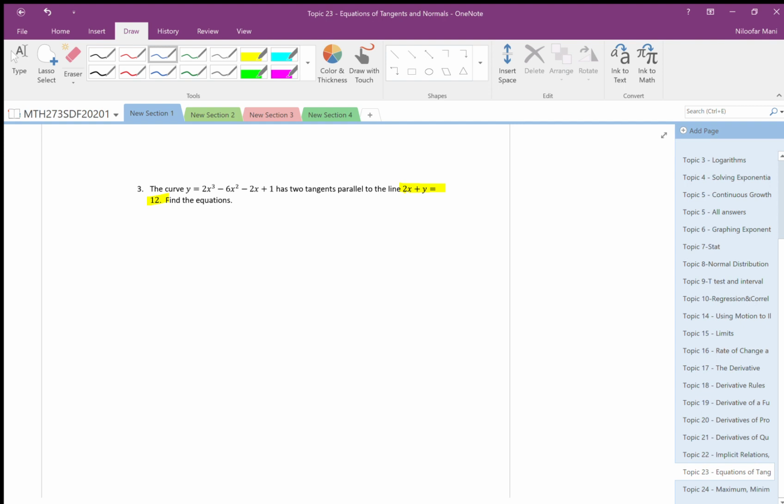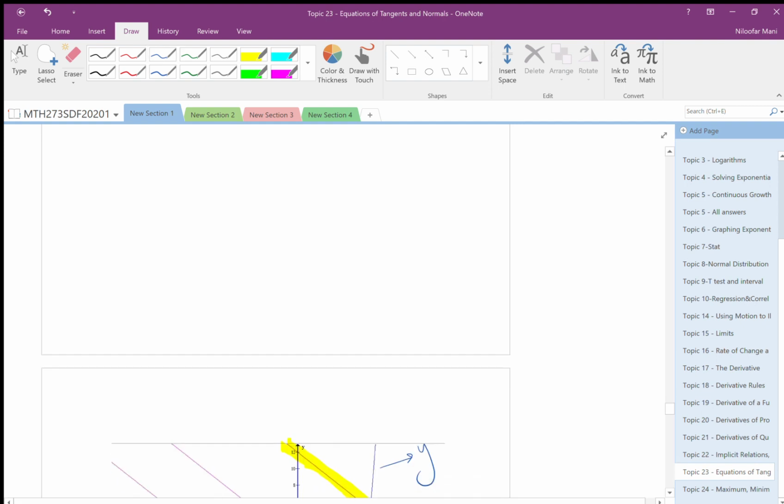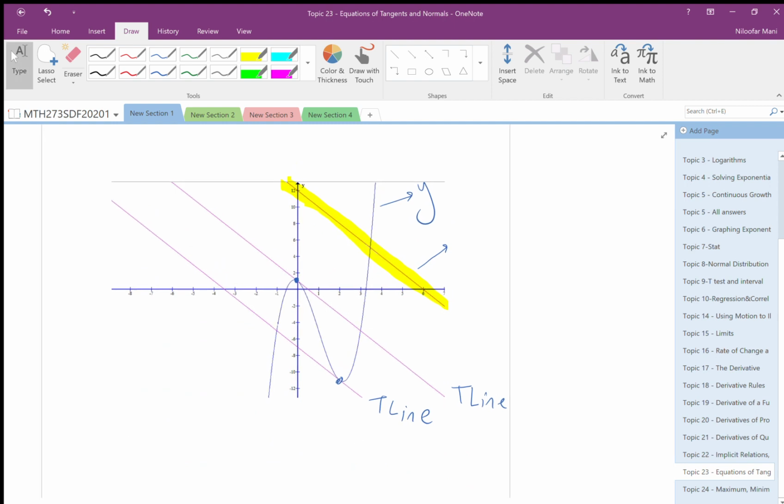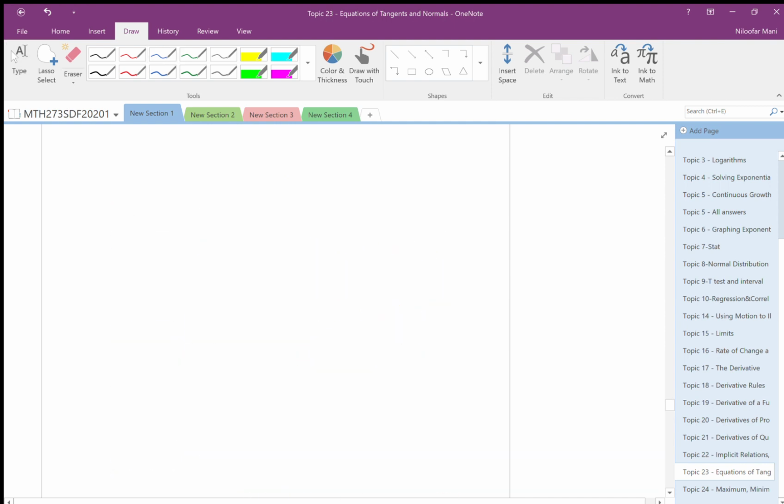Okay, so how can I find 2y prime? I tell you, you have to find 2 points. Look at here. One of the points is here, one of the points is here. That's why I have two tangent lines. Okay, so I have to do this. This curve has two tangent lines which are parallel to this one.